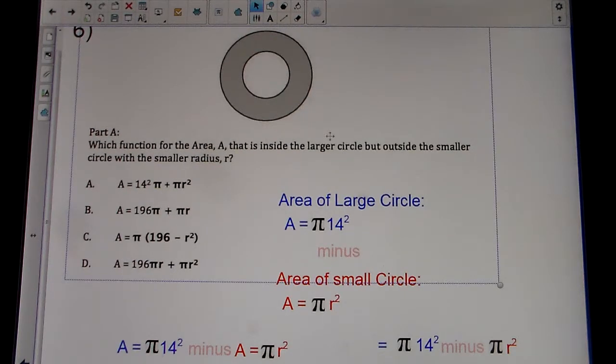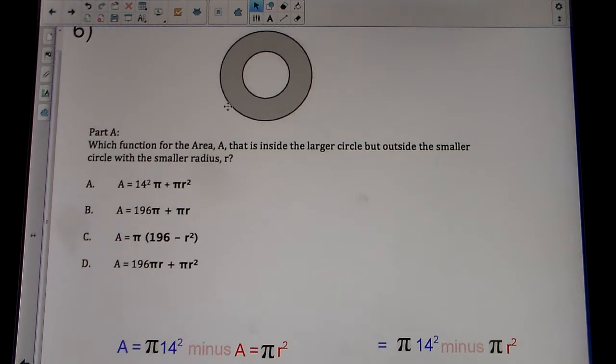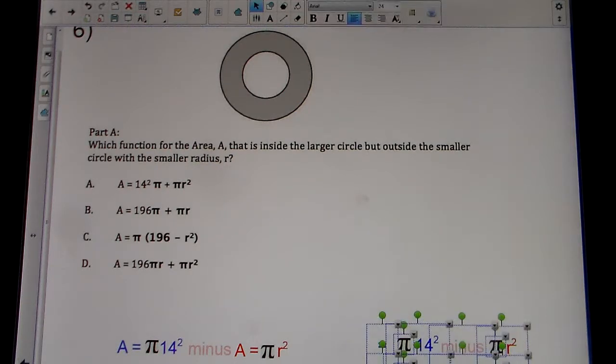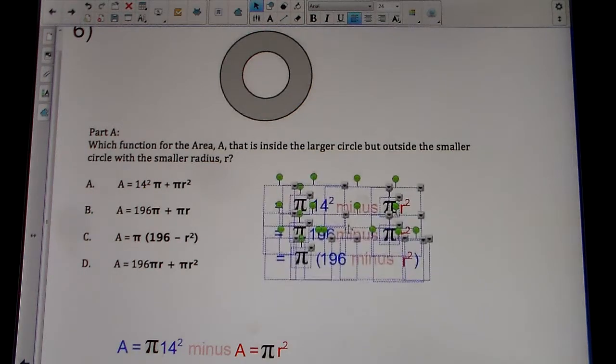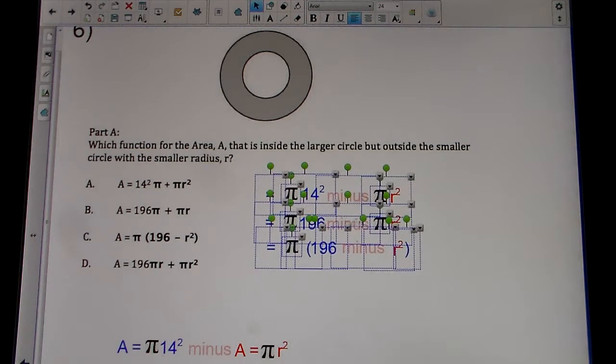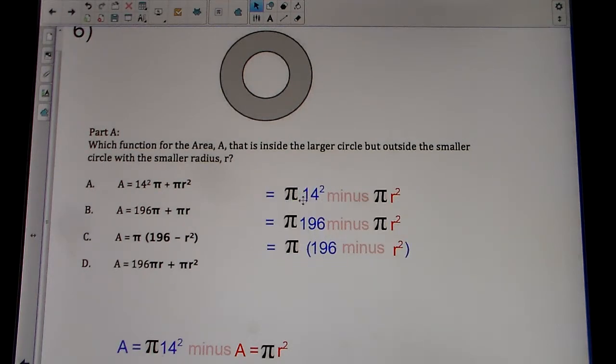So we know the area of the large is this, the area of the small is that. So let's delete that. We'll slide this up. There we go. Make it a little bit prettier. So it's going to be 14 squared minus pi r squared, because remember we're doing the area of the big minus the area of the little. 196. So it'll be pi times 196 minus pi times r squared.